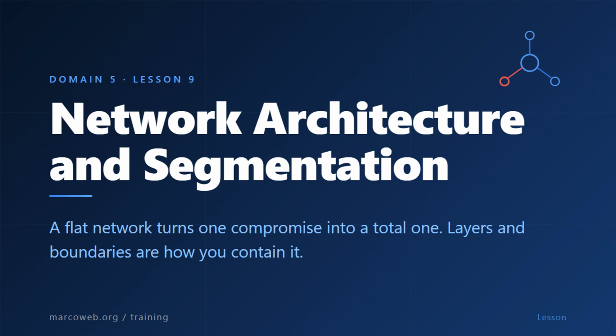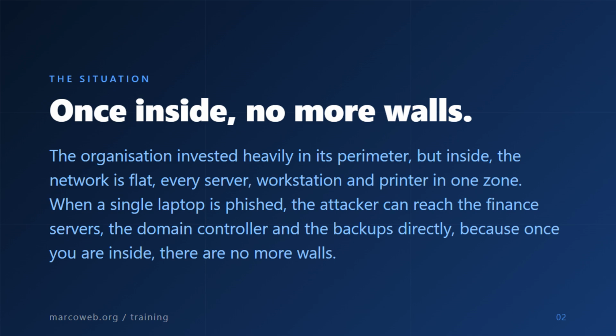Network Architecture and Segmentation. This lesson is about a common failure, a hard shell around a soft center, and how to correct it. The scene. The organization has invested heavily in its perimeter, a strong firewall, monitored gateway, the works. Inside, though, the network is flat, every server, workstation and printer sits in one zone with nothing between them. When a single laptop is compromised by a phishing email, the attacker finds they can reach the finance servers, the domain controller and the backups directly, because once you are inside, there are no more walls.